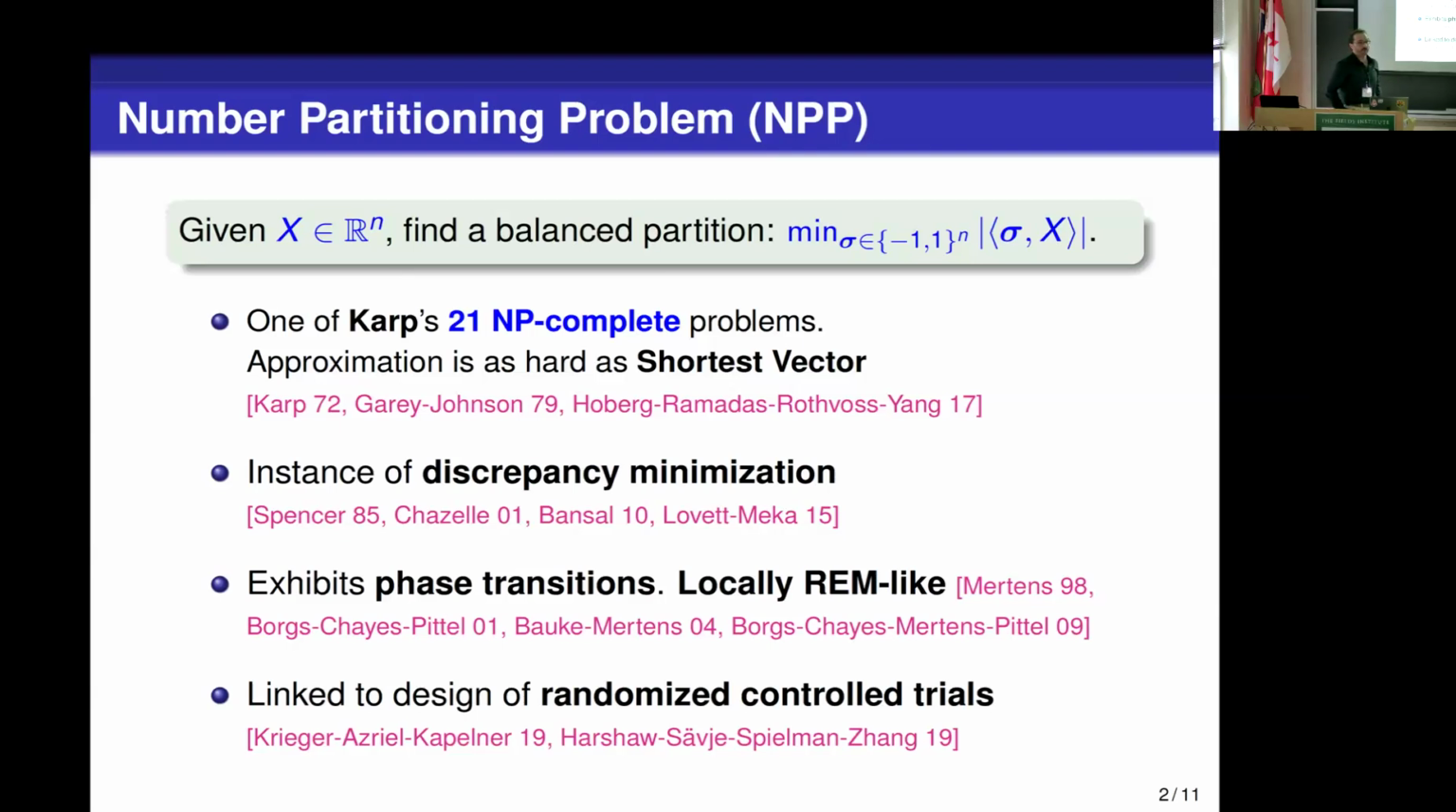This is a canonical problem in CS. It is one of Karp's 21 NP-complete problems. There is a paper by Tom Rothvoss and Becca Hoberg showing that approximation is as hard as Minkowski and shortest vector. It's also an instance of discrepancy minimization. Statistical physicists conjectured it exhibits very curious phase transitions, which this beautiful paper by Borgs, Chayes, Pittel, and Mertens confirmed. Quite curiously, it has also recently been linked to the design of randomized controlled trials, in a paper by Dan Spielman's group. I certainly recommend taking a look at it.